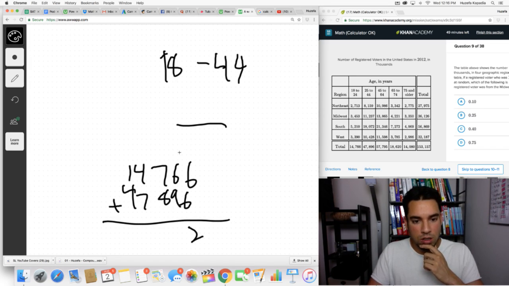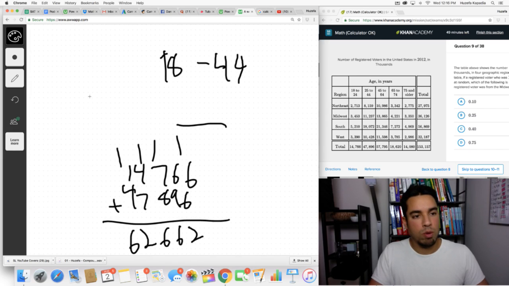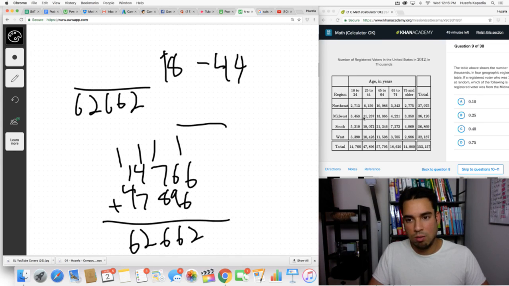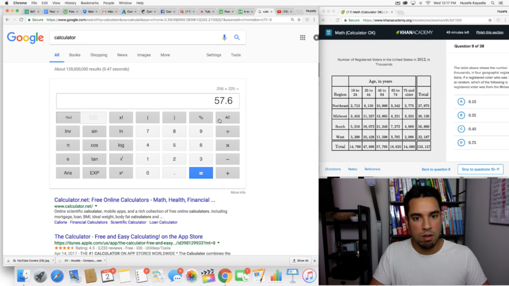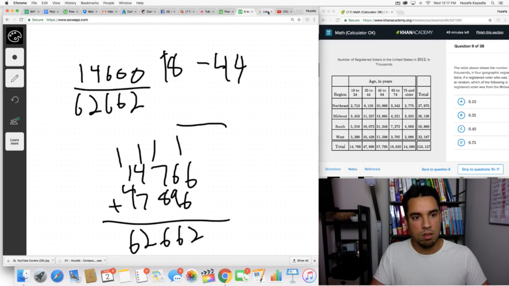I'm just going to do it here and not use a calculator because I think it'll be faster. 15, 16, 11, 12, 1, 6. So it's 62,662. So we want to know the probability they're from the Midwest. So it's 62,662 as the total, and then over that is these two added together. So I'm going to do a rough estimate, because we just don't have time. So 3,500 plus about 11,000. So 14,000, let's say 14,600 about. Say 14,600, and I'll use a calculator. 14,600 divided by, I think, 62,000?